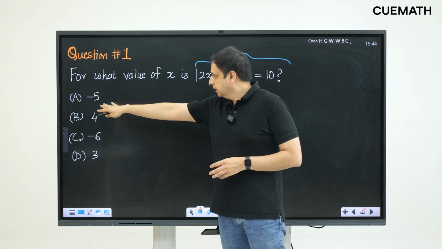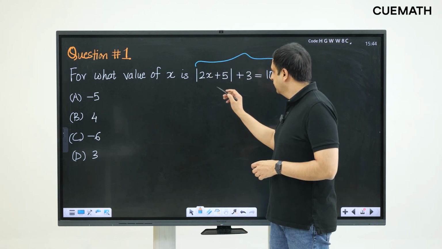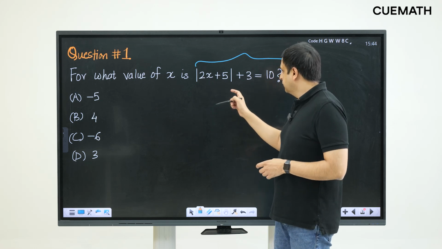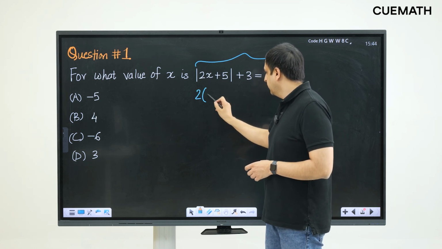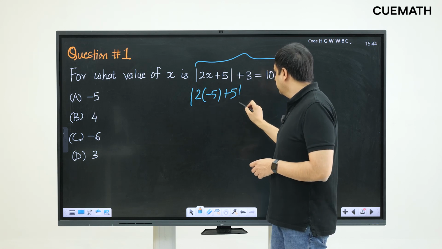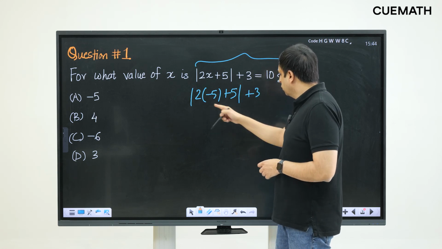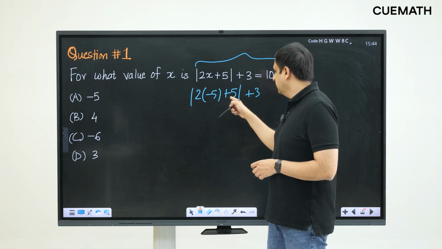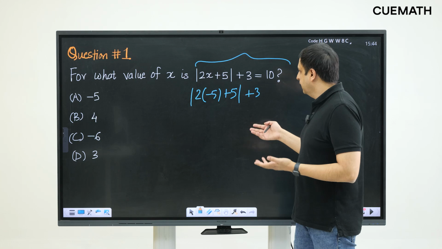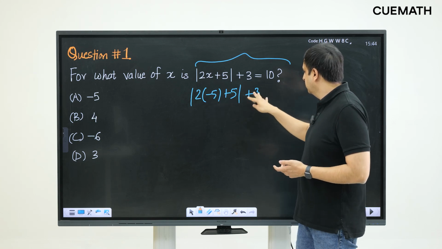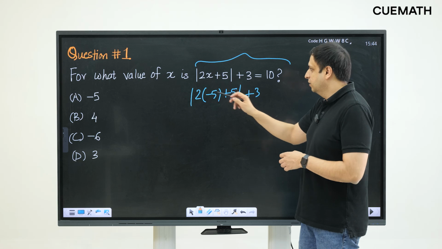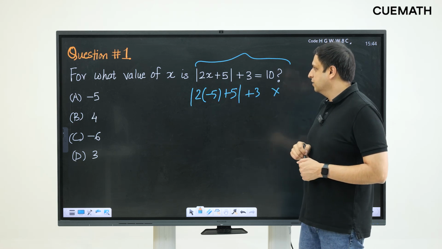So let's take x equal to minus 5. If I substitute x equal to minus 5 into this equation, on the left side what do I get? So 2 times minus 5 plus 5 and the absolute value of that plus 3. So 2 times minus 5 is minus 10, plus 5 is minus 5, and the absolute value of that is 5. So you get 5 here and then plus 3 which will be 8, but that is not equal to 10. So minus 5 does not work.